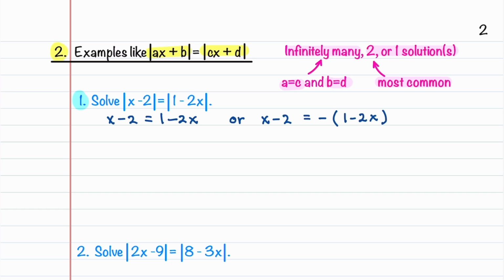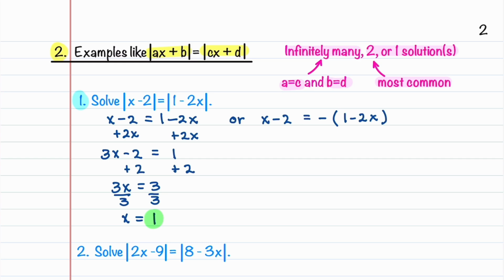Let's go back and look at the first piece, and let's work on that. We'll start by getting the x's to the left. So we're going to add 2x to the right and 2x to the left. This gives us 3x minus 2 is equal to 1. Now let's pull our constants to the right. So we're going to add 2 to the left, add 2 to the right. We get 3x is equal to 3. Now let's solve for x. So we divide both sides by 3, and we end up with x is equal to 1. I'm going to go ahead and highlight that solution.